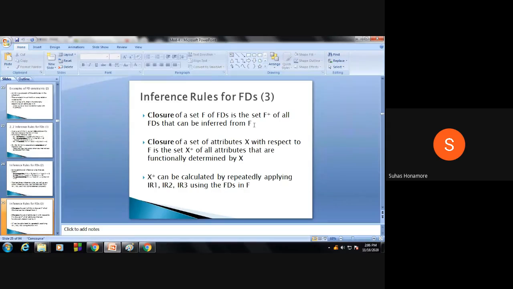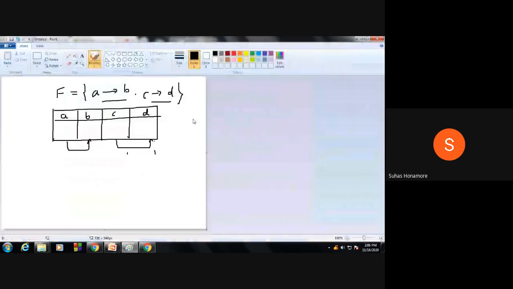So closure of F, I will write it as a shortcut. The closure of F is nothing but whatever FDs you have, plus something you have to add to it. What you have to add is whatever inference rules you can apply to get FDs; all those FDs you can add.